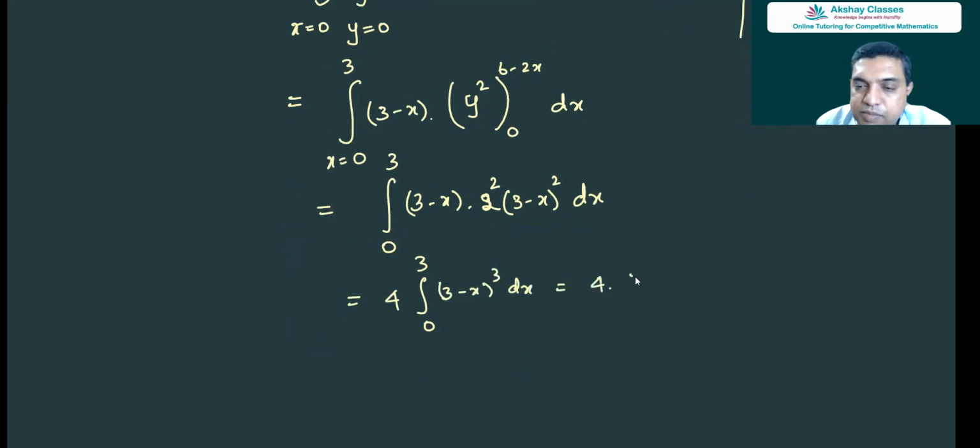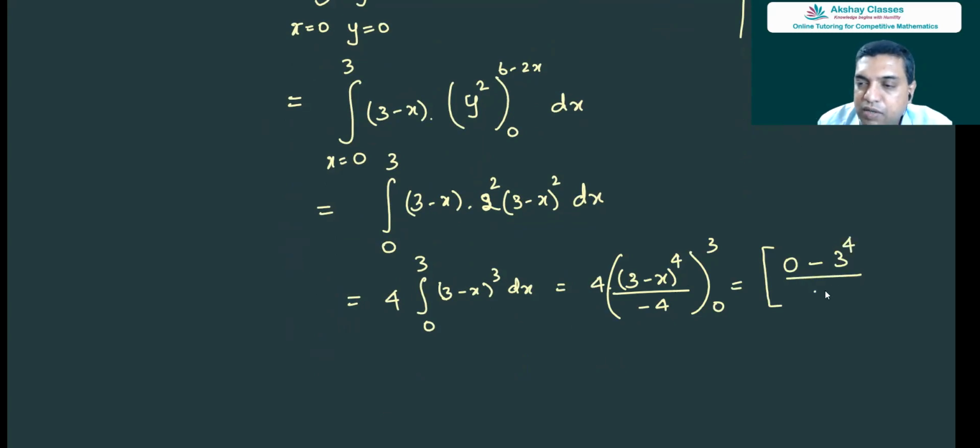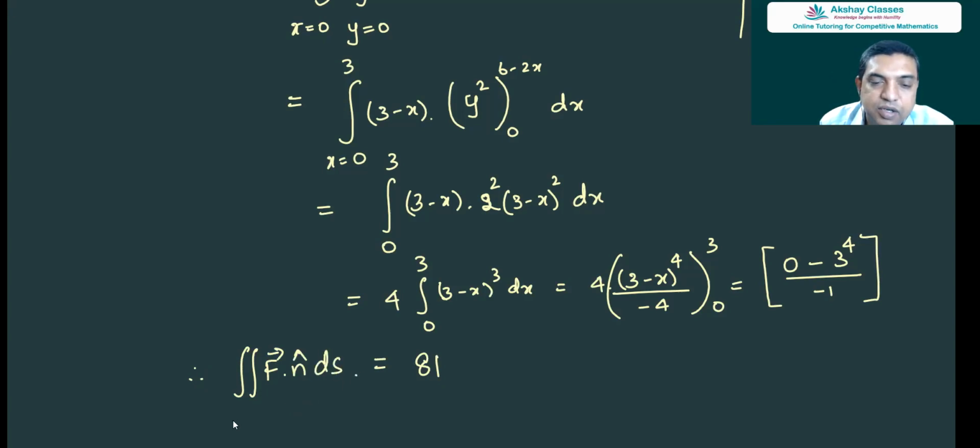So I get 4 times 3 minus x whole power 4 by minus 4, from 0 to 3. So 4 cancels. Substitute: 0 minus 3 power 4 upon minus 1. So the answer is 3 power 4, which is 81. So the integral of F dot n ds over the surface is 81.